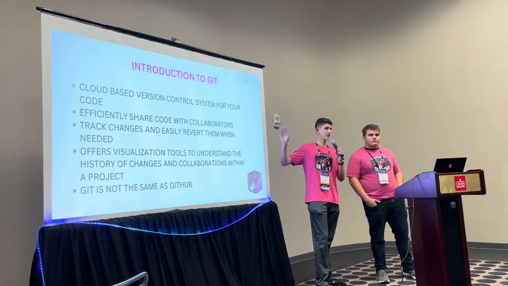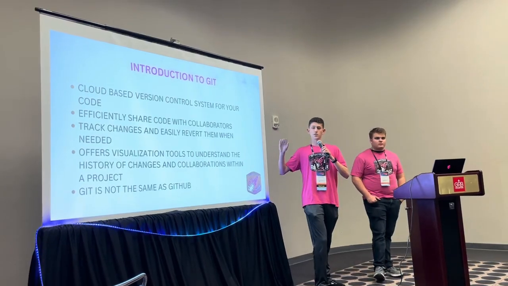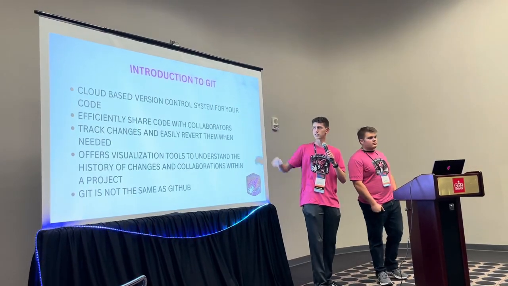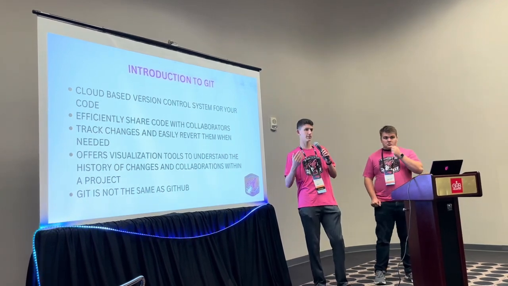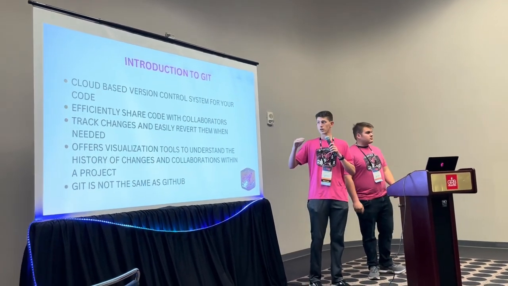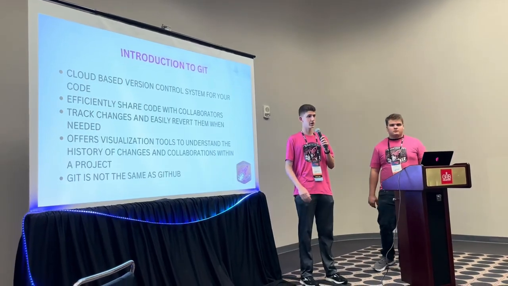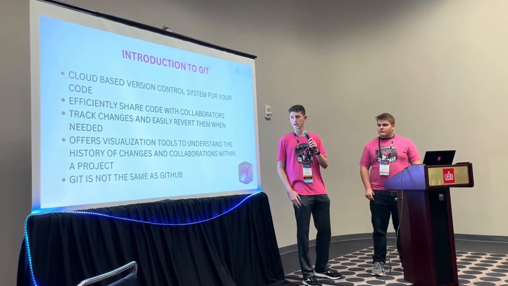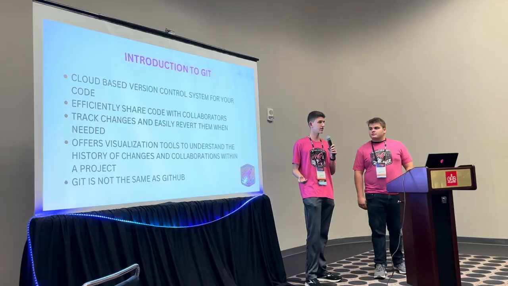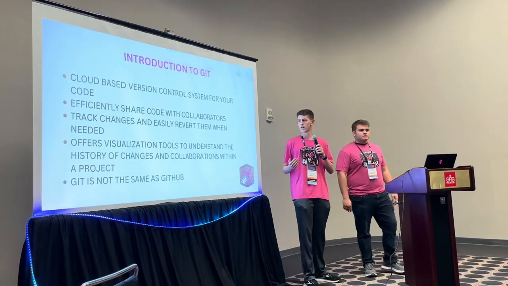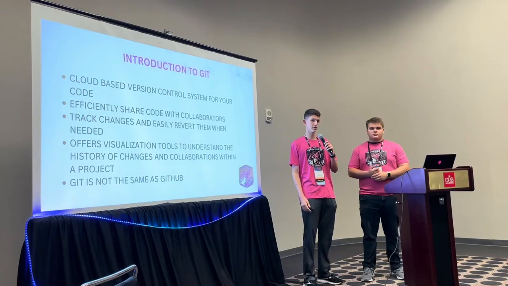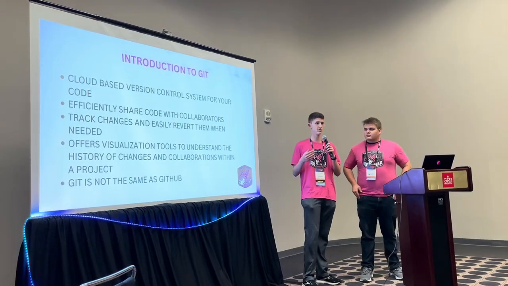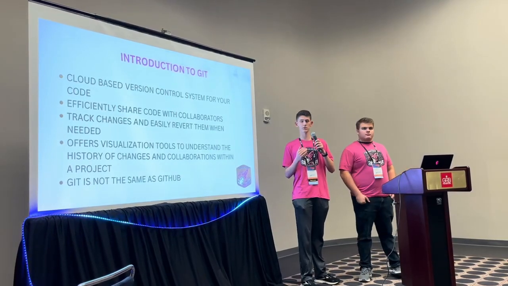So the big thing we're doing today is Git and GitHub. Git is the cloud-based version control system for all of your code. It allows you to save all of your code to the cloud. It allows you to efficiently share your code with collaborators, as well as track changes and easily revert them if needed. It offers visualization tools to understand the history of changes and collaborations within a project, so you're able to visualize everything and see exactly what happened when.